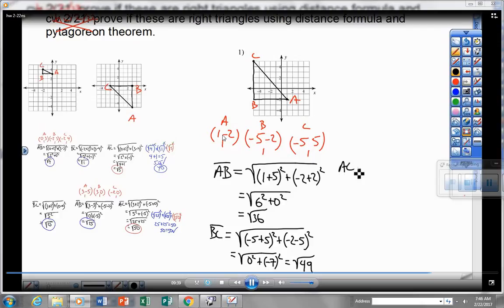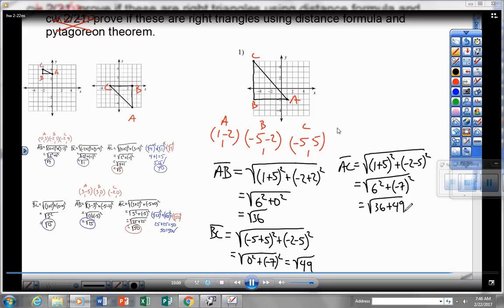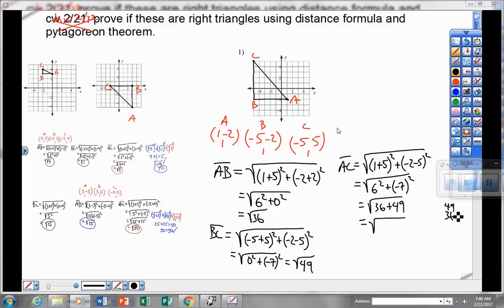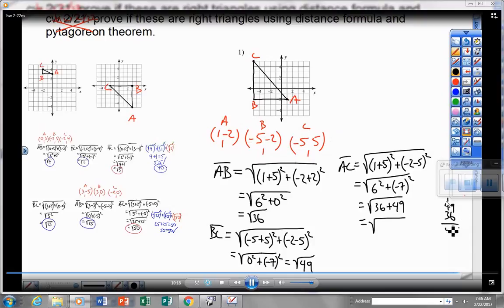So that's going to be 1 taken away minus 5. So 1 minus minus 5 is 1 plus 5 squared plus negative 2 minus 5 squared, the two y numbers. That gives me the square root of 6 squared plus negative 7 squared. Gives me the square root of 36 plus 49. And that gives me the square root of, checking my arithmetic, 36 plus 49, don't take a chance with the arithmetic. 6 plus 9 is 15, carry the 1. 7 plus 1 is 8. That gives me root 85.